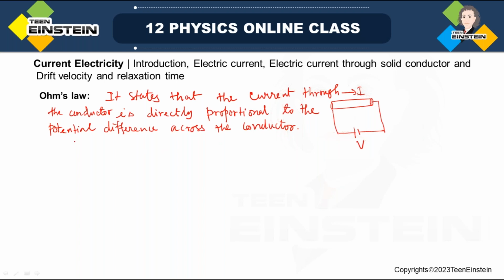So mathematically, what does this mean? This means I is directly proportional to V, or in other way you can write V is directly proportional to I. Now, as you know, in any proportionality relationship, if we want to make it an equation, then V is equal to IR. Here, R is the proportionality constant.